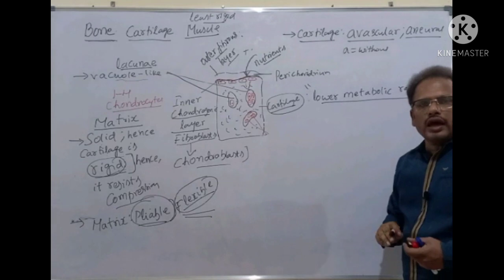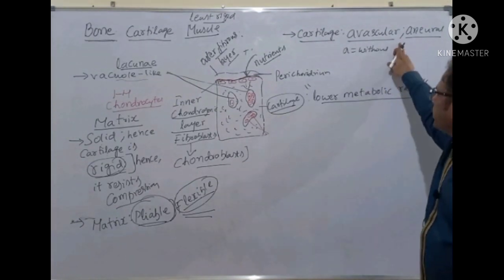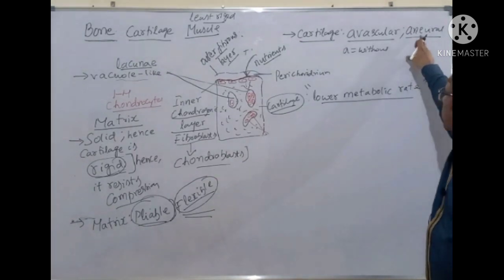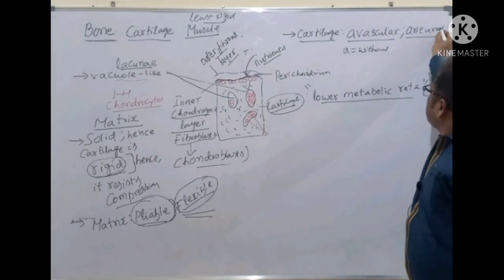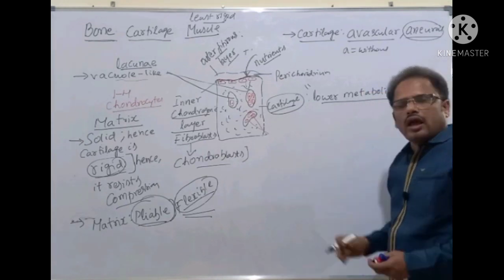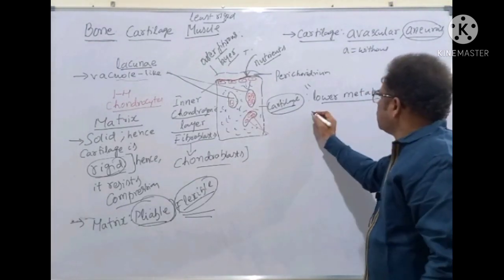And cartilage is aneural also. There is no nervous connection to the cartilage. Avascular, no blood supply. Aneural, not connected to the nerves, not connected to the nervous system as well. Clear, students?